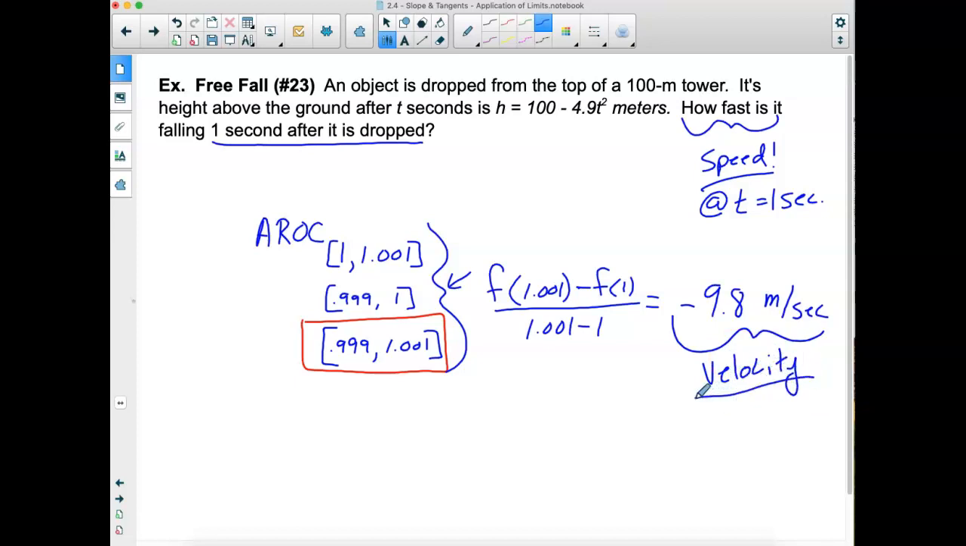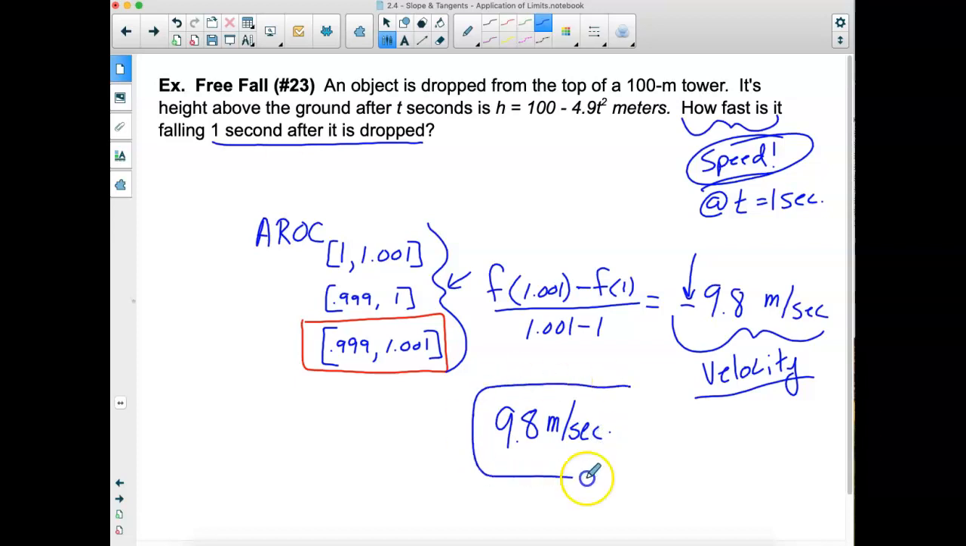And we want how fast. We're after speed. So all I need to do is say, well, the rock's not moving negative 9.8 meters per second. This just means it's moving down. So the speed is 9.8 meters per second, okay? And anytime they ask you how fast is it traveling, they usually want speed. If they want velocity, it will specifically say, what is the velocity of the object at that time, okay?